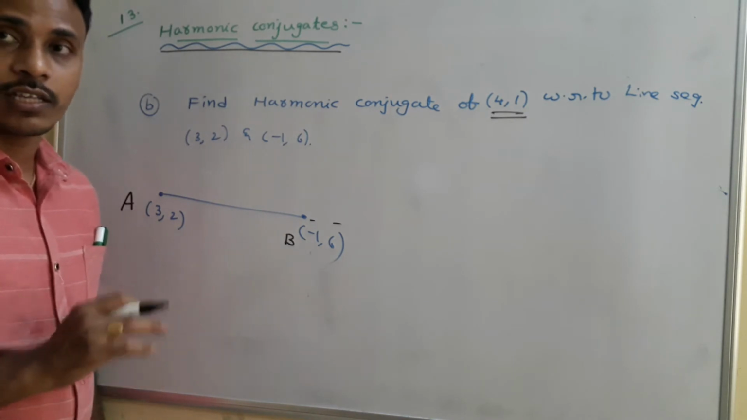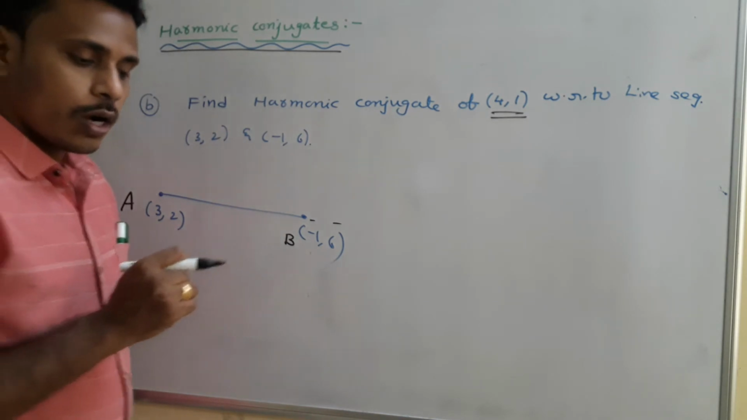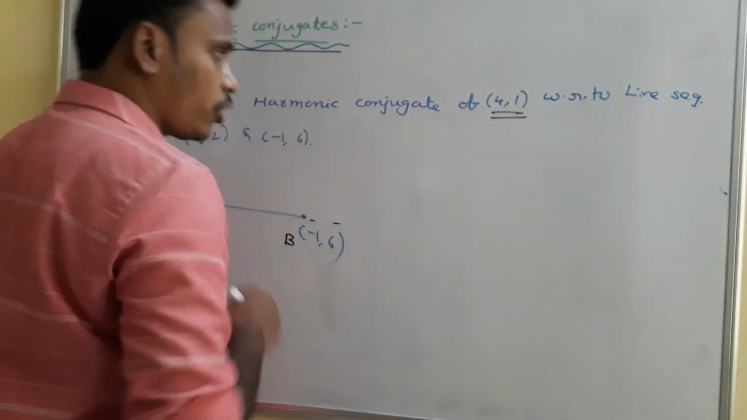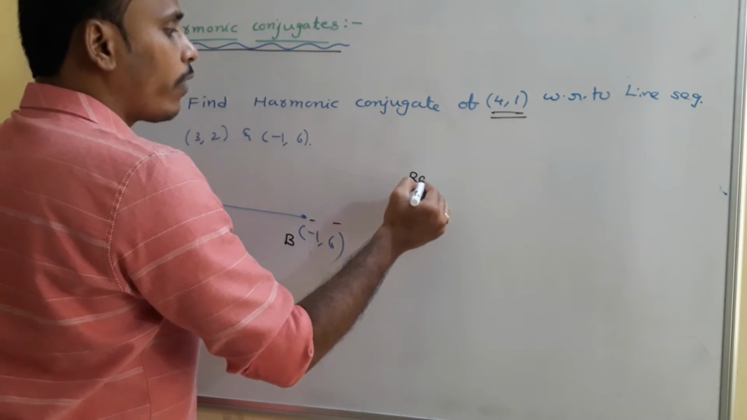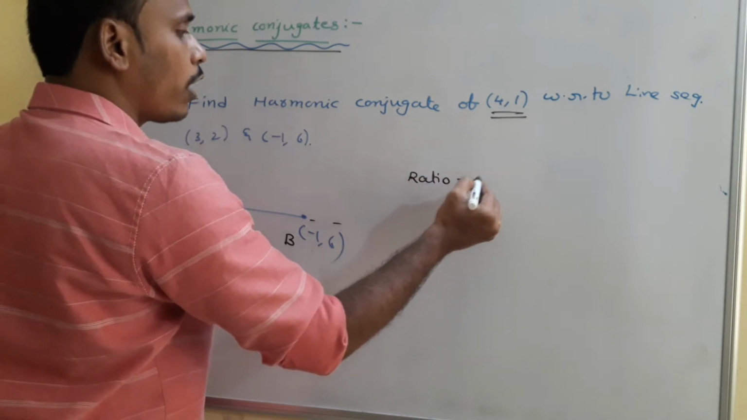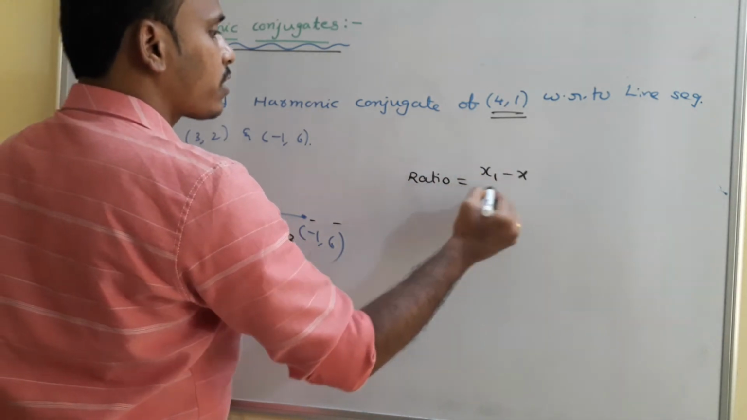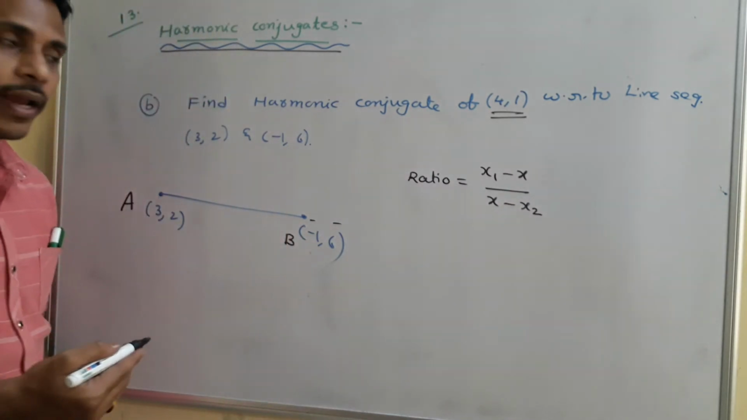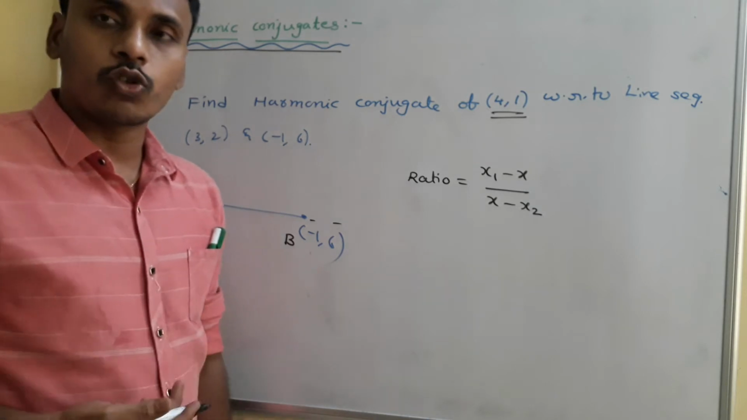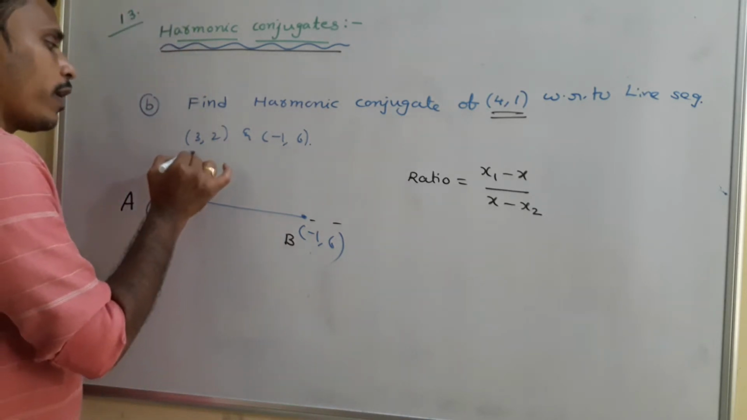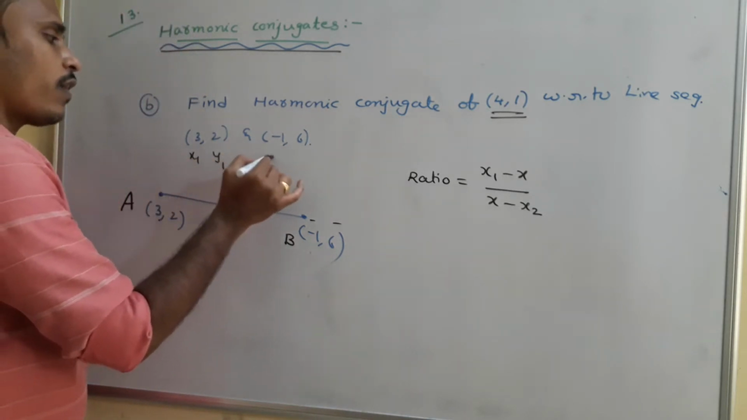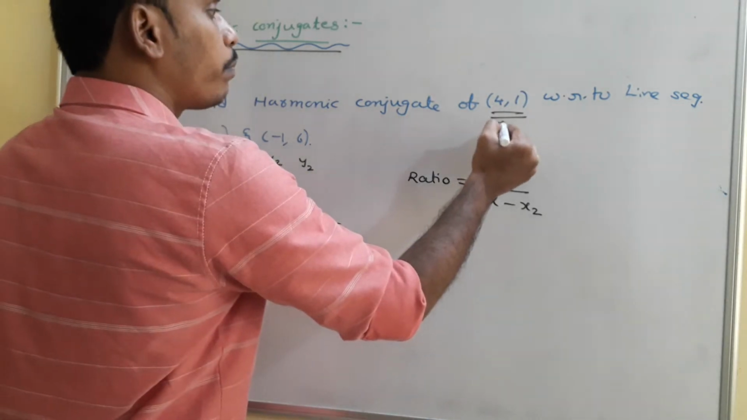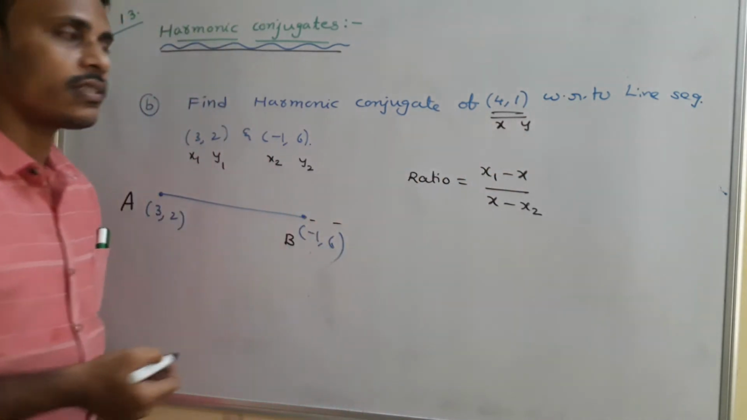P is internal and Q is external, right? So to know whether it is the internal point or the external point, first of all we need to find the ratio. To find the ratio I already gave you the formula: (x1 minus x) divided by (x minus x2), or (y1 minus y) divided by (y minus y2). I am just going with x. The first point (3, 2) is (x1, y1), the second point (-1, 6) is (x2, y2), and the point which is dividing the line segment is (x, y).